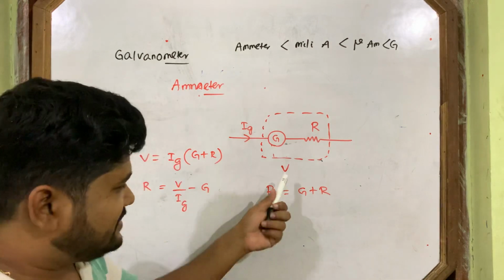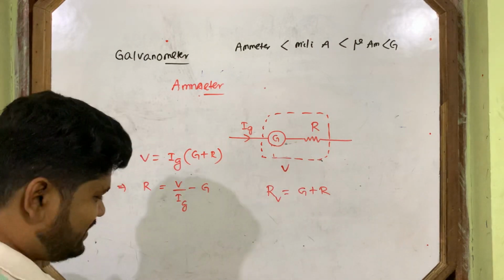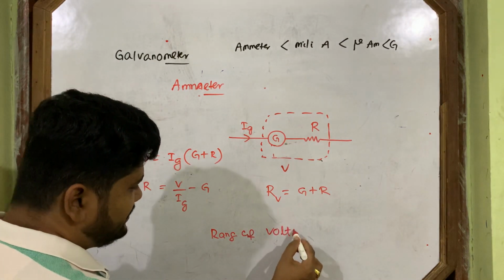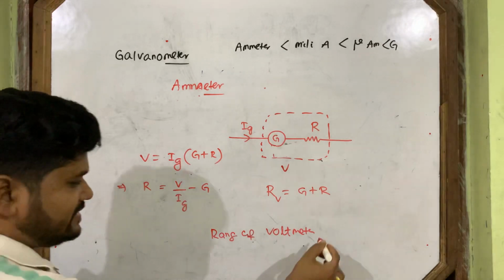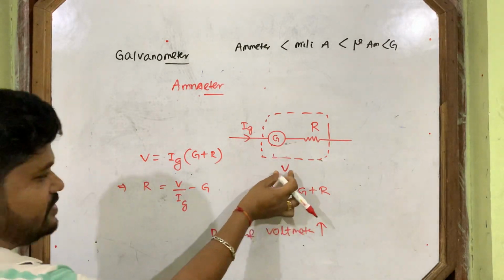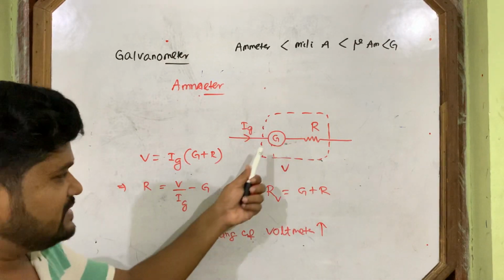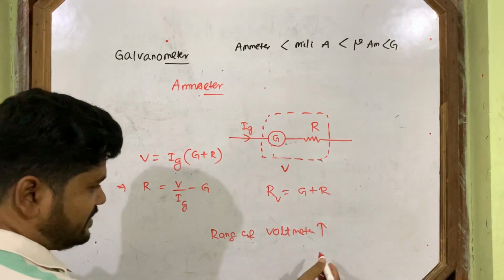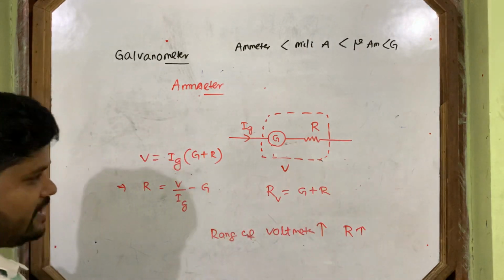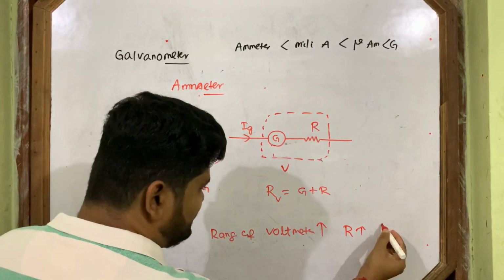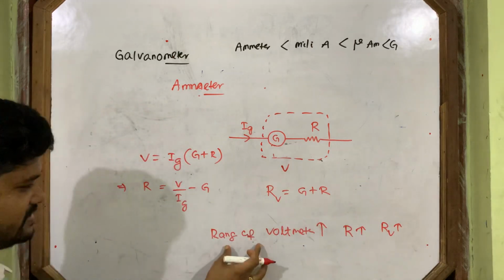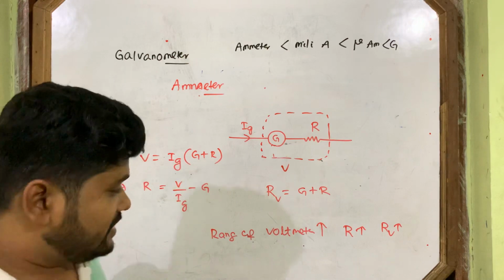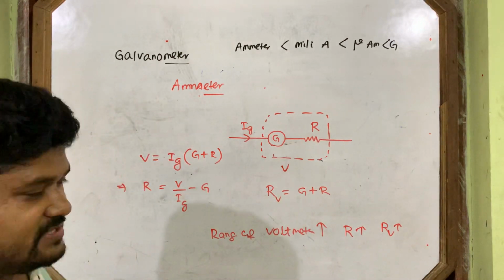And if you want to increase the range of a voltmeter, that means the voltage is more. If the voltage is more, the galvanometer will not compromise. The extra voltage will drop across R, so you have to increase R. If you increase R, then the resistance of the voltmeter increases. More is the range, more is the resistance of your voltmeter. Remember, more is the range, more is the voltmeter resistance.